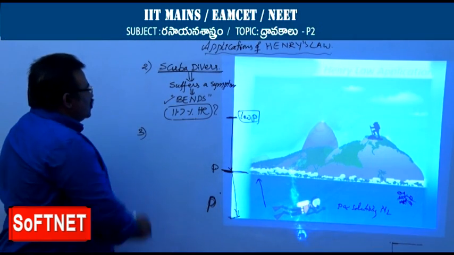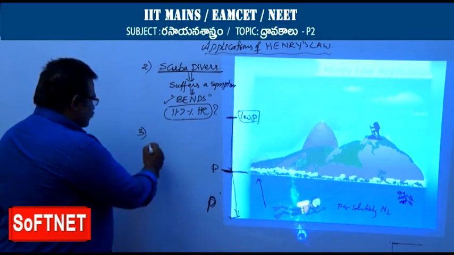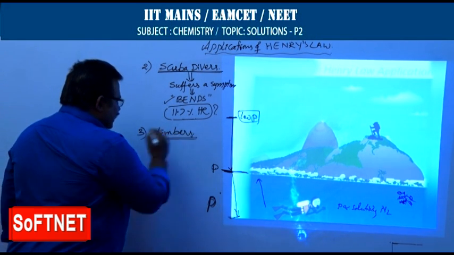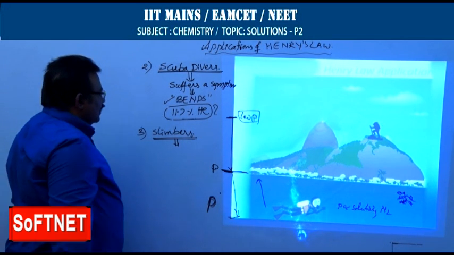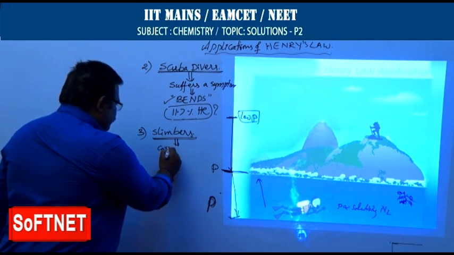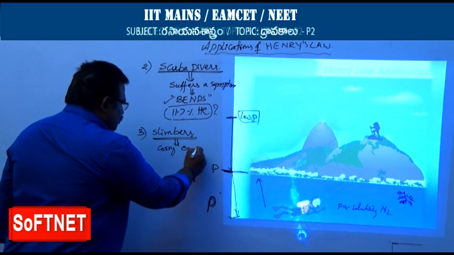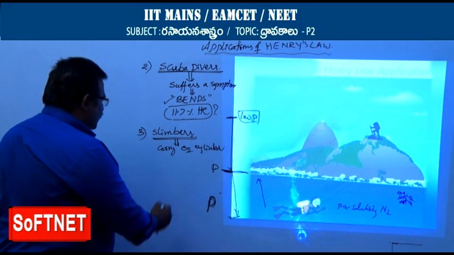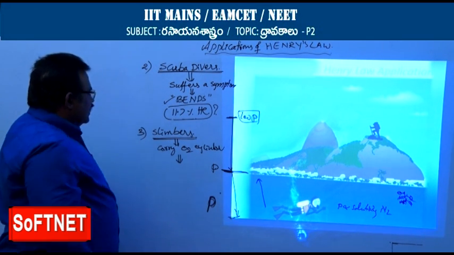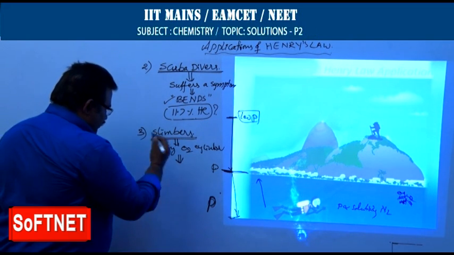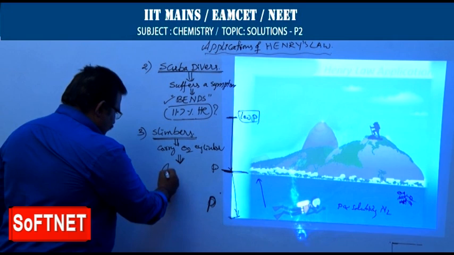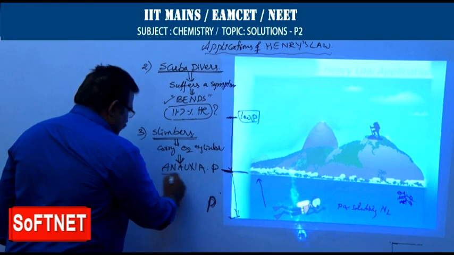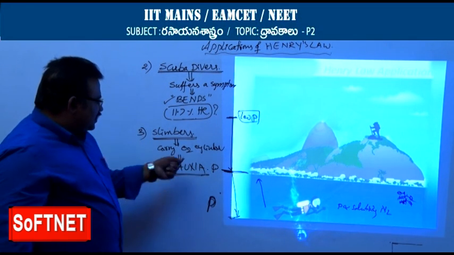The third application of Henry's law is climbers. Climbers carry an oxygen cylinder for medical emergency, otherwise they will experience a symptom called anoxia. Anoxia. What is anoxia?